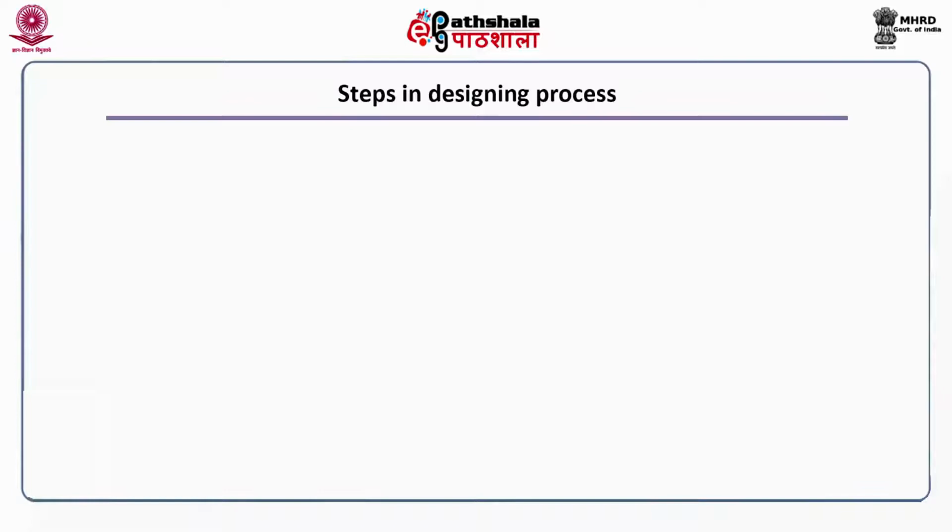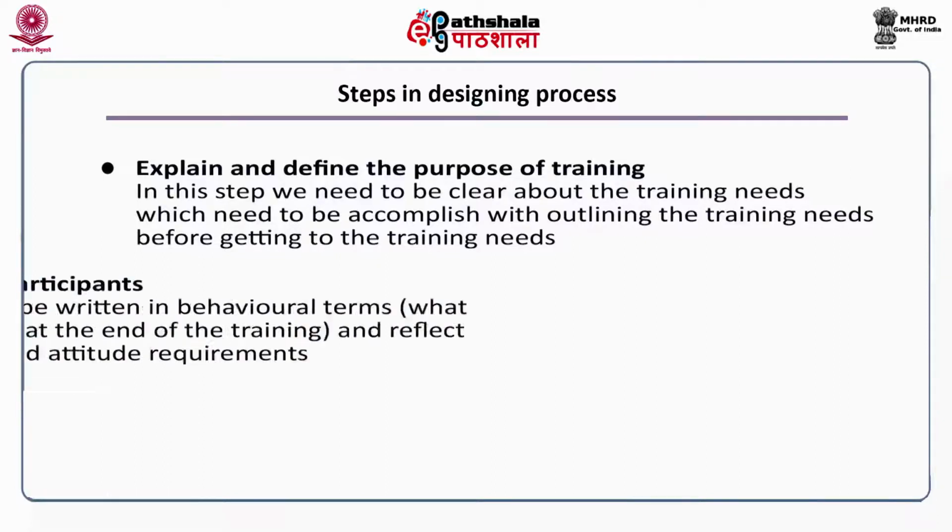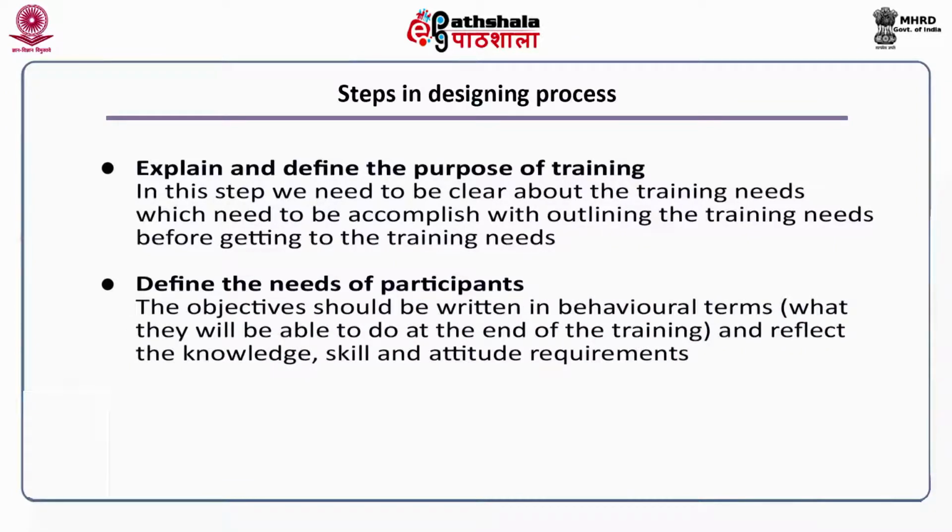Steps in designing process. The first step is explain and define the purpose of training. In this step, we need to be clear about the training needs which need to be accomplished. While outlining the training needs, it is necessary that we look towards them before addressing them. Second, define the needs of the participants. The objective should be written in behavioral terms, that is, what the participants will be able to do at the end of the training program, and it should reflect the knowledge, skill and attitude requirement of the participant.